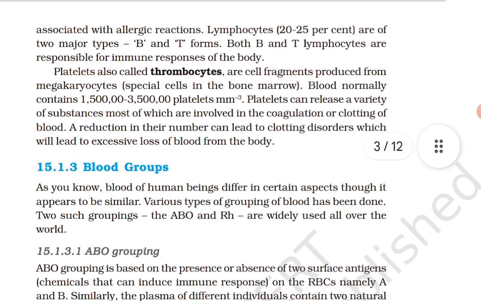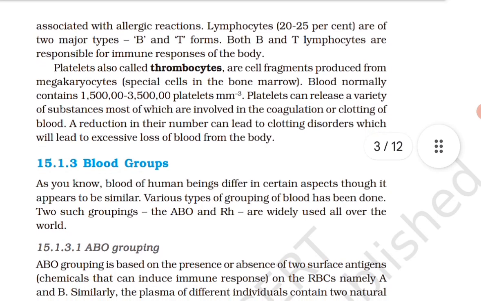और जो basophils है, उसका परसेंटेज है 0.5 से 1%. ओके. Basophils secrete histamine, serotonin, heparin, etc., and are involved in inflammatory reactions. Eosinophil, that is 2 to 3%, resist infections and are also associated with allergic reaction.